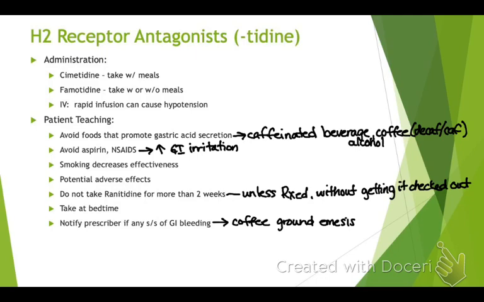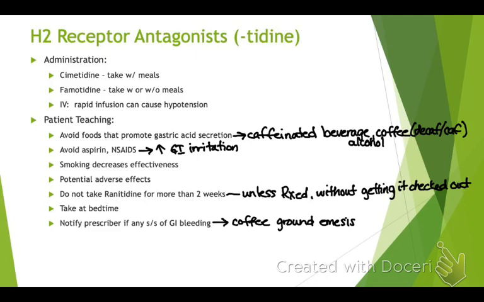Things that you want to teach your patients, again: avoid foods that promote gastric acid secretion, caffeinated beverages, coffee, decaf, alcohol. You want to make sure that these foods are avoided when you're taking your H2 receptor antagonist. Avoid aspirin or NSAIDs. NSAIDs will increase the GI irritation. So if you're on an H2 receptor antagonist, you don't want to also be taking the NSAIDs. It will make the GI irritation worse.